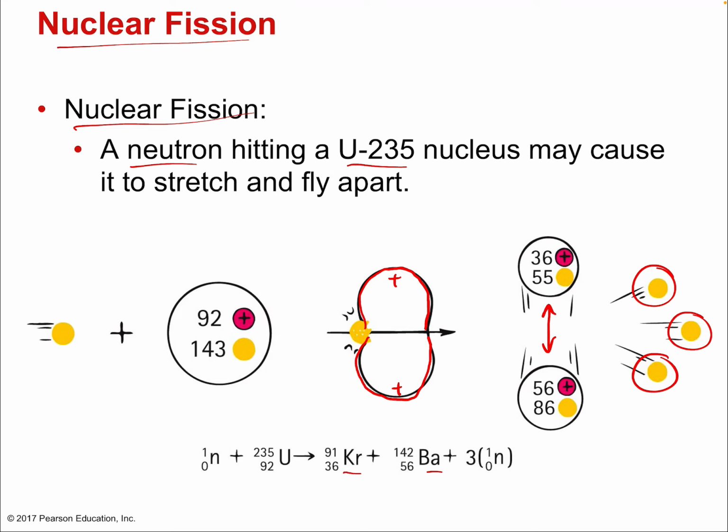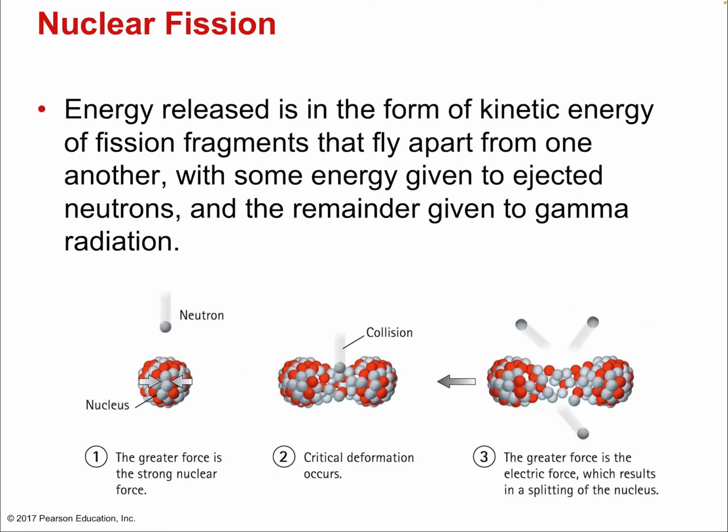And also producing a huge amount of energy because each of these particles has a lot of kinetic energy, especially what are called the daughter nuclei, which are the krypton and the barium. And so the idea there is that there's a lot of energy produced, a lot. We'll talk about where that energy comes from in just a minute, but the point is that nuclear fission produces a lot of energy as the nucleus tears itself apart.